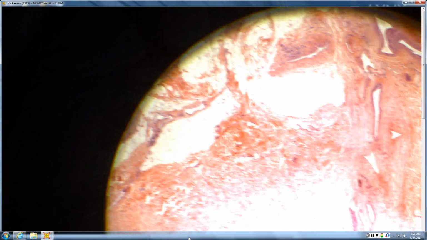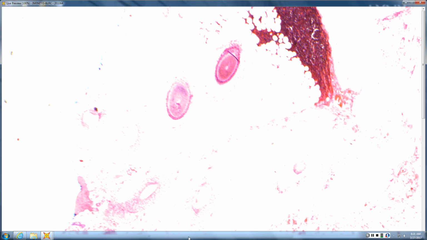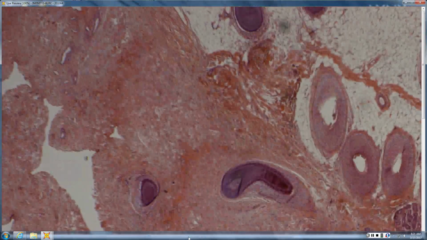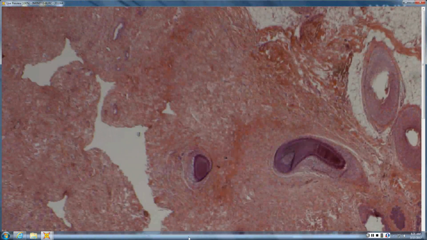Let's try to go rapid fire. So, looks like we're on the scalp. And we're missing hair in the middle, and there's the big cleft-like space. And it's dissecting between collagen. It's probably a rudimentary meningocele.